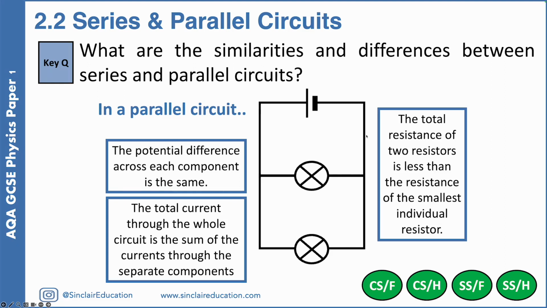Now, every time we add another branch and electrons have more options about the route they take, this lowers the resistance. So if we were looking at the resistance of this circuit, it will be lower than the resistance of each of the components.